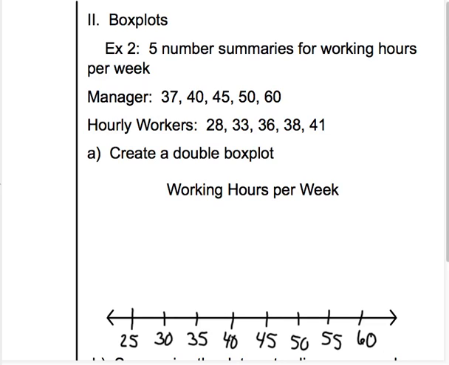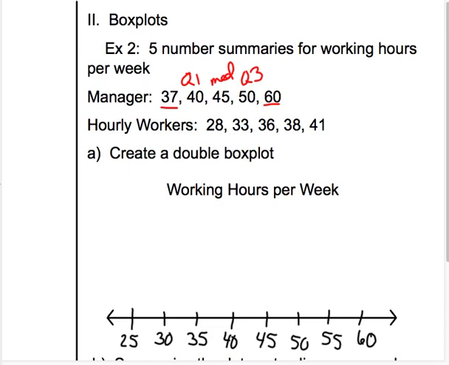So what we're going to do is compare the working hours per week for a manager and the hourly workers at a business. As a reminder, for our manager, the smallest data value, or the shortest work week, was 37 hours. The median was 45 hours. And the longest work week was 60 hours. The quartile 1, or the median of the lower half of this manager's working hours, was 41. And quartile 3 was 50.